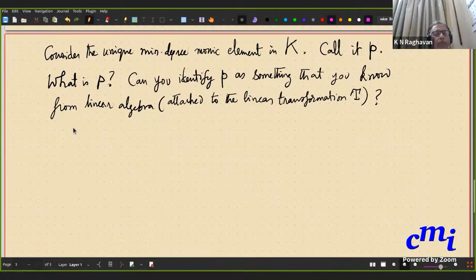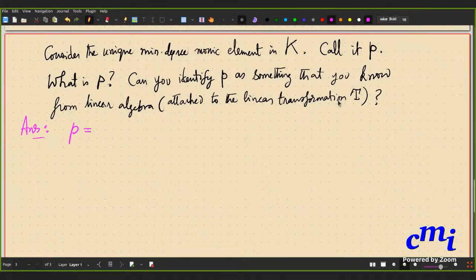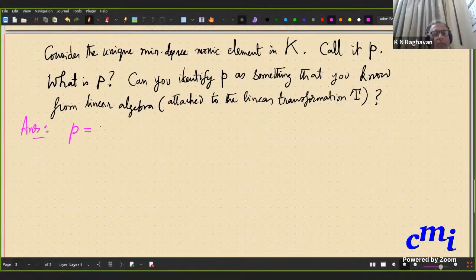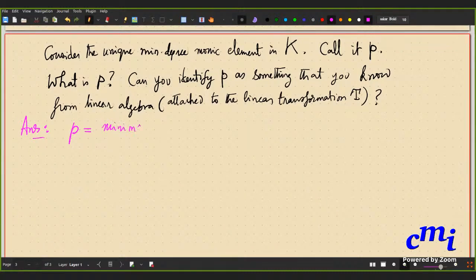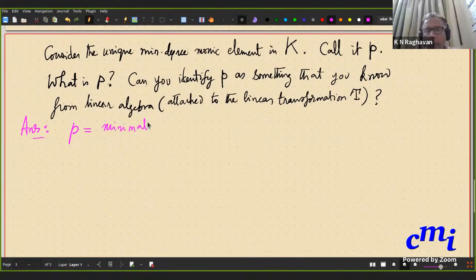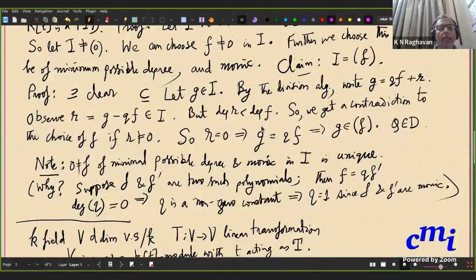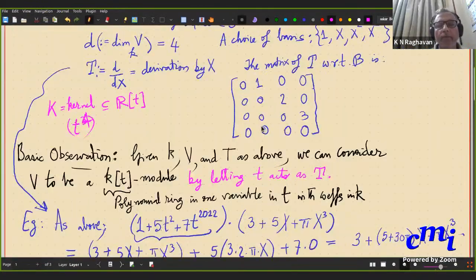What is this p? Minimal polynomial degree of T. It's the minimal polynomial of the linear transformation T. No, you don't need to say degree. The minimal polynomial of the linear transformation T, you see, that's a fixed thing, whatever degree it has. In this case, it happened to be degree 4, right? But it could be some other degree.